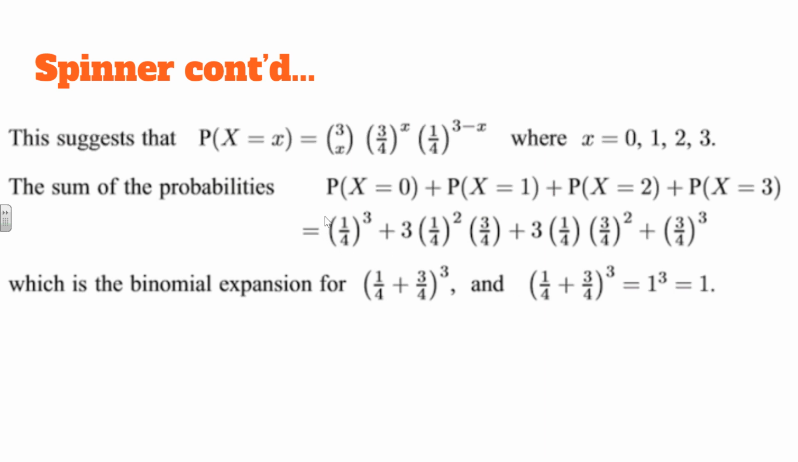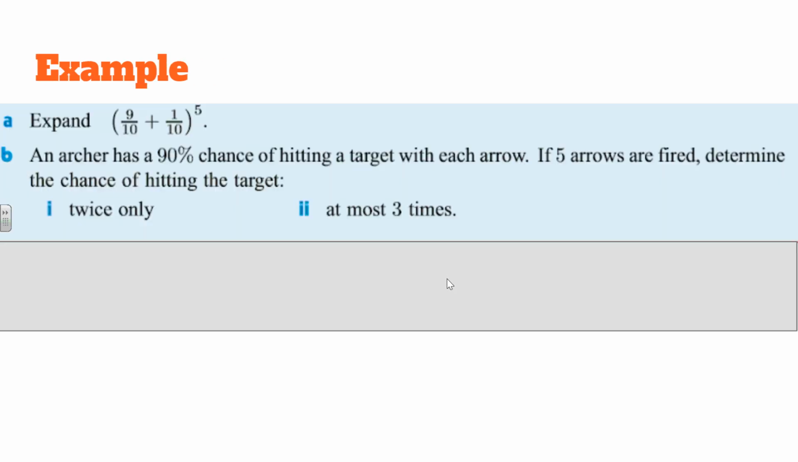It's 1 here, even though we don't write it. Coefficient is 3 here. Coefficient is 3 here. Coefficient is 1 here. Those are the same as the binomial coefficients that we can find using binomial expansion. They come from Pascal's triangle, which we've certainly seen before when we did our binomial expansion. So that means that these values here can be found just by doing the binomial expansion of 1/4 plus 3/4 cubed. And we'll see that as we move forward.